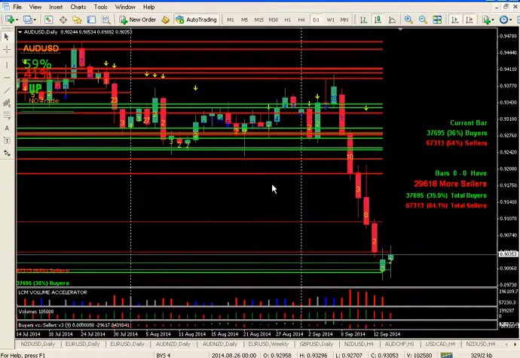Okay, this is a redo of the Australian dollar, US dollar. Appears there were some volume problems on the earlier update, so we'll redo.